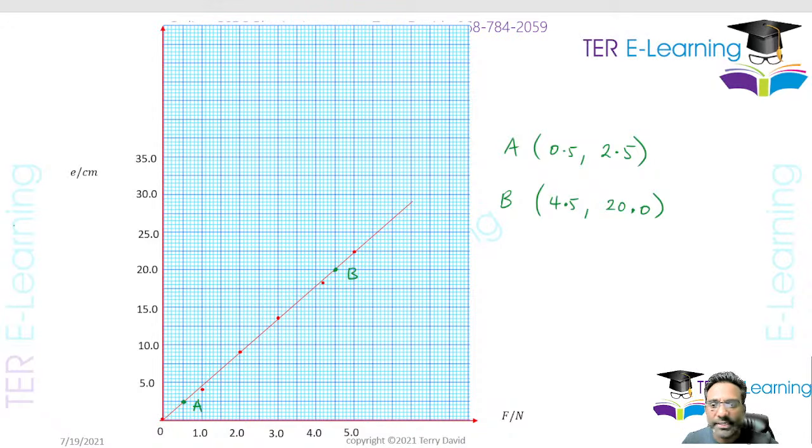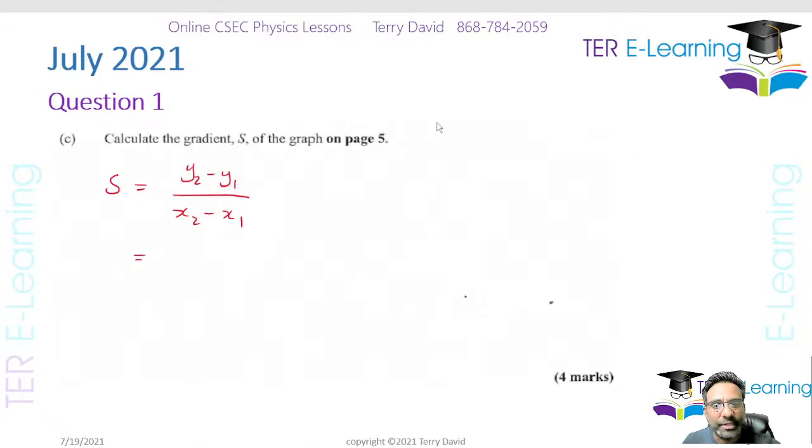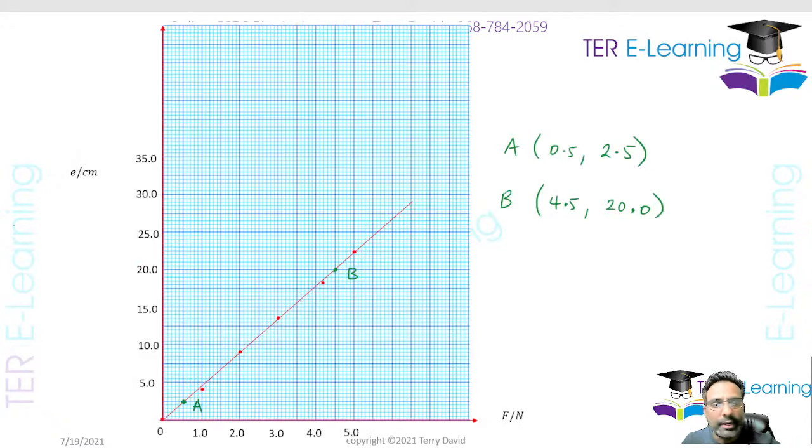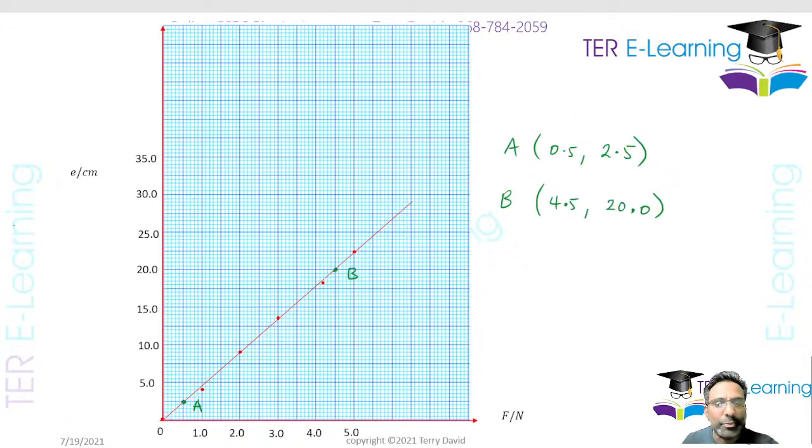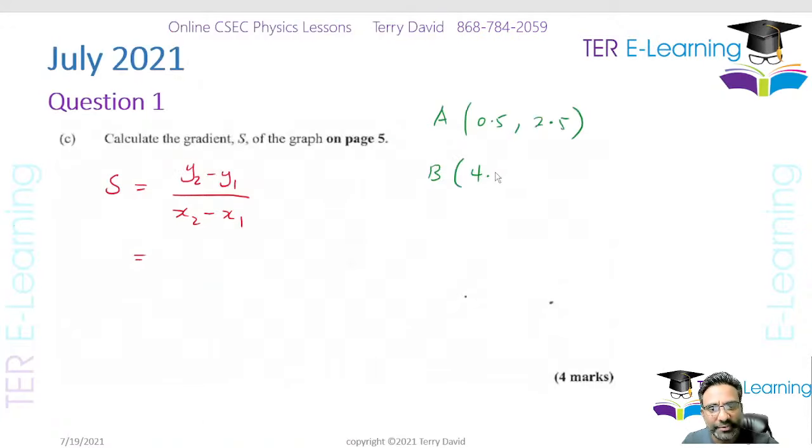So let's use those points here. The point A is 0.5 against 2.5. And point B here is 4.5 against 20.0. But what I typically tell my students to do is to label these points. If you don't label it, you're going to run into problems. So I'm going to call this my x1, y1, because our coordinate is an xy value. And I'm going to call this x2, y2.